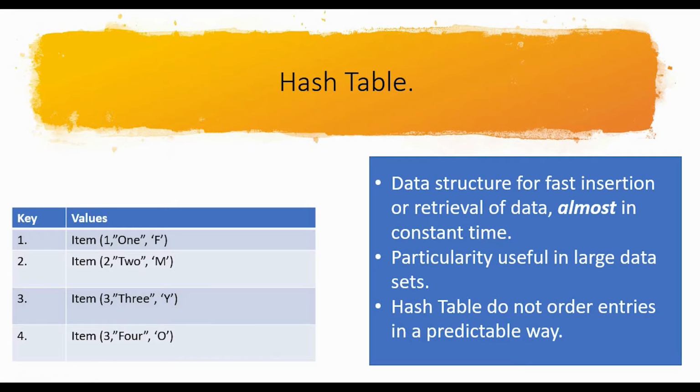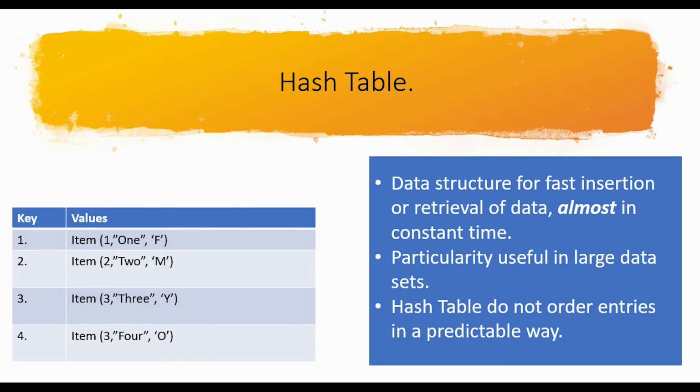Now this hash table is useful for fetching data or inserting data. It almost always fetches in constant time. Here I'm using the word almost, not every time, because in the worst case it could be linear, but on average, or most of the time, it is constant time because it fetches data based on the key and does not iterate through all the elements. It directly goes and picks the data from that key, and it is particularly useful if you have a large data set.